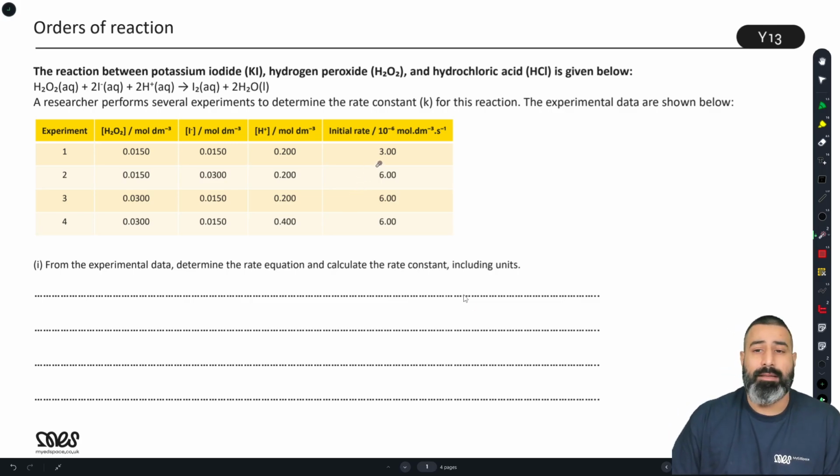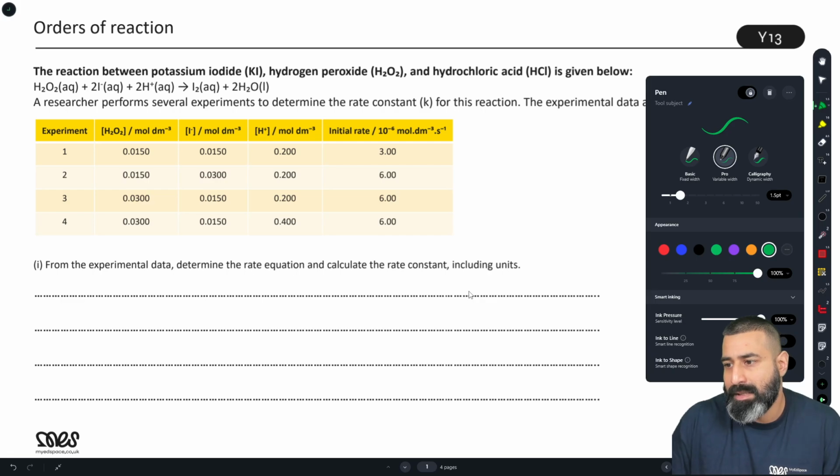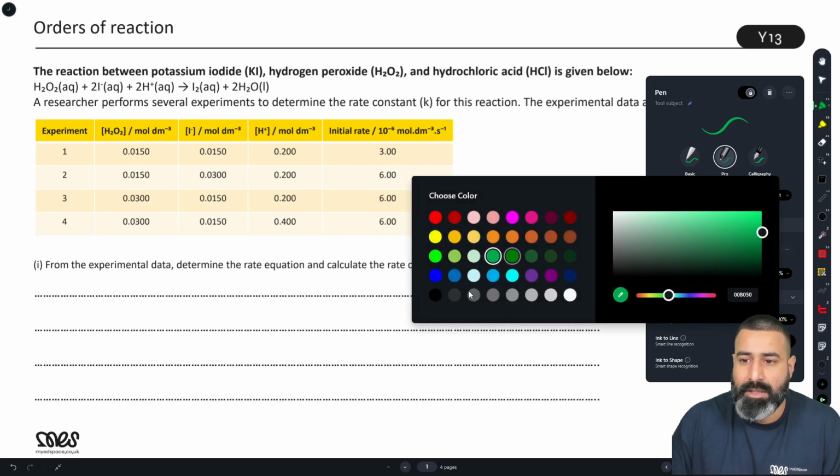And remember that the initial rate is given, just got to be pretty eagle-eyed here, as 10 to the minus 6. So this is actually 3 times 10 to the minus 6 when we're doing the calculation for the rate constant. If you don't do that, you're going to be orders of magnitude out. So what's the best approach to tackling a question like this?